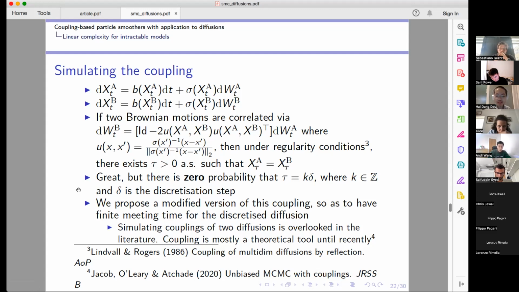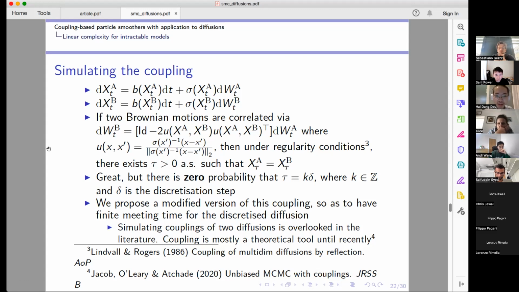It's quite surprising that this construction was proposed in the literature in 1986, but simulating couplings of two diffusions is, at least to my knowledge, overlooked in the literature. The cause, I think, is that coupling until now has been mostly a theoretical tool, and it hasn't really been used as a simulation technique until the article of Jacob on unbiased MCMC with coupling.